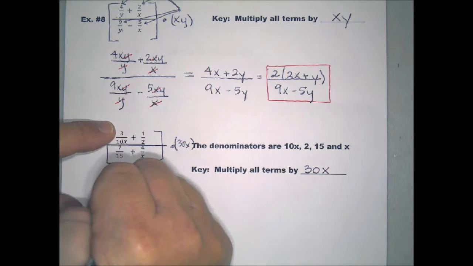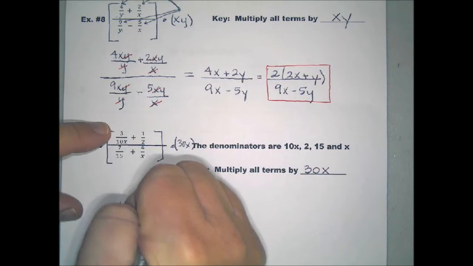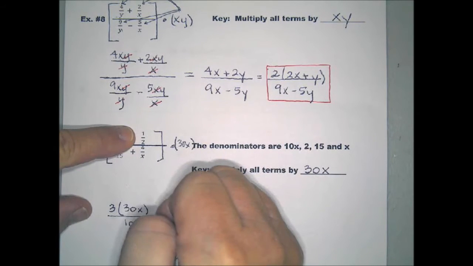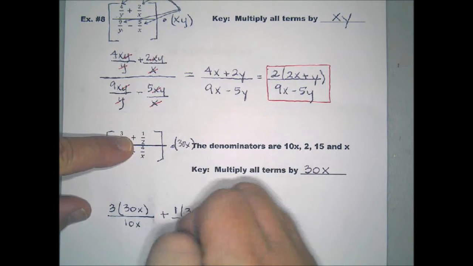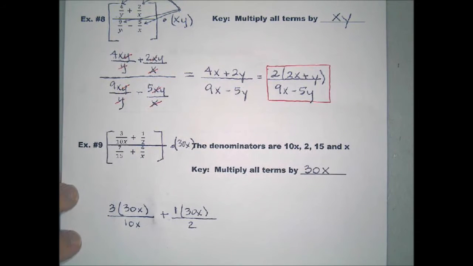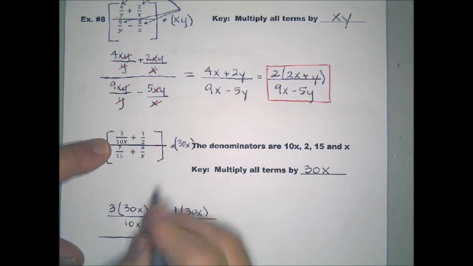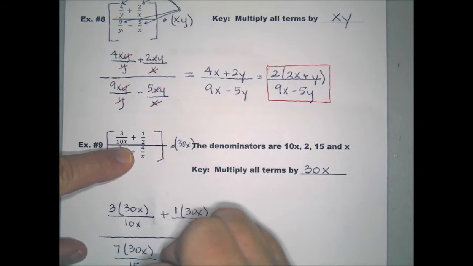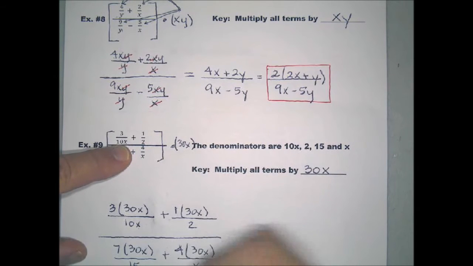So it's going to be this 3 times 30x over 10x plus this 1 times 30x over 2, all over, there's your main fraction bar right there, this 7 multiplied by 30x over 15 plus this 4 multiplied by 30x over x.